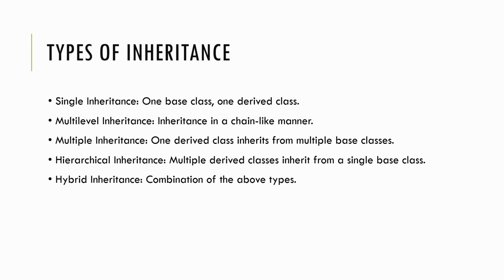There are 5 primary types of inheritance. Single inheritance, a single base class and a single derived class. Multi-level inheritance. Inheritance occurs in a chain-like manner. Multiple inheritance. A single derived class inherits from multiple base classes. Hierarchical inheritance. Multiple derived classes inherit from a single base class. Hybrid inheritance. A combination of both types. These types help structure complex systems effectively.